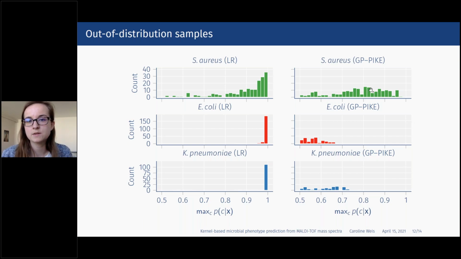But what GP-PIKE is doing is it gives the unknown samples a lower maximum class probability. So GP-PIKE is able to recognize its own inability to classify these unknown samples. It will give a class, but it will say, I'm not sure about this. So this is a very nice behavior.